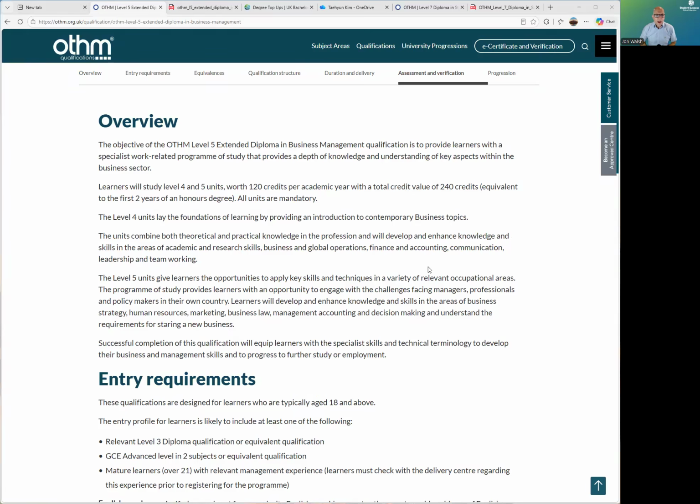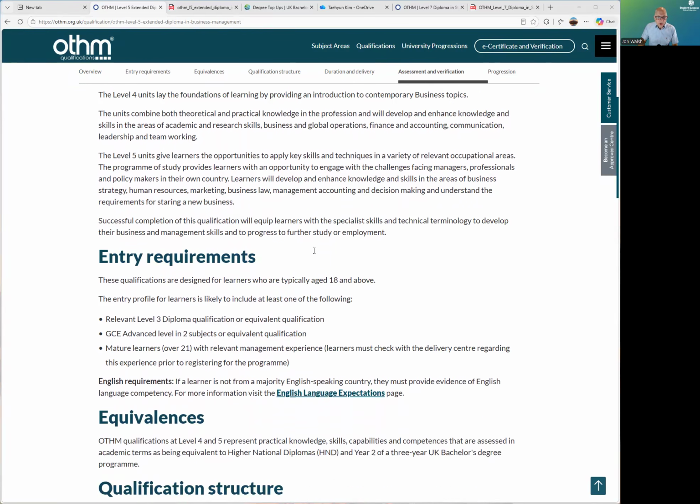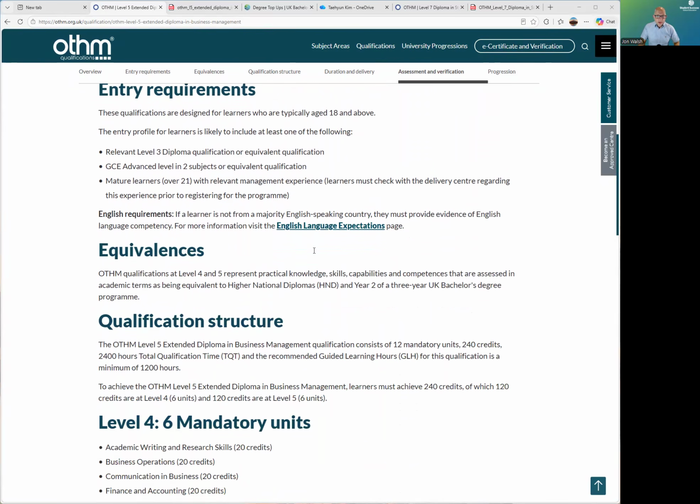Okay, so here I am on the OTHM page. You can see in the top there, othm.org.uk qualification OTHM level 5 extended diploma in business management. So this is from OTHM, who are the awarding body. Now, I want to show you this page because it's important, this is where the official information comes from.